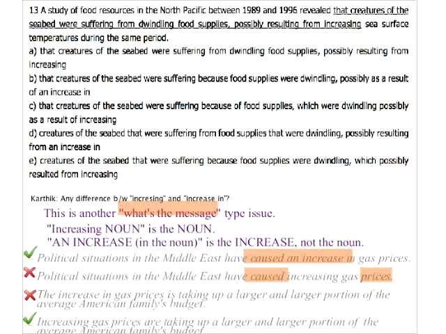On the other hand, in the second group of sentences, the actual message is that the price of gas takes up a larger chunk of people's budget. So it's not the increase. So the increase is taking up a larger and larger portion. That's not accurate. An increase doesn't take up part of your budget. Instead, it's the prices which are increasing that take up that portion. So this is sort of the same deal.